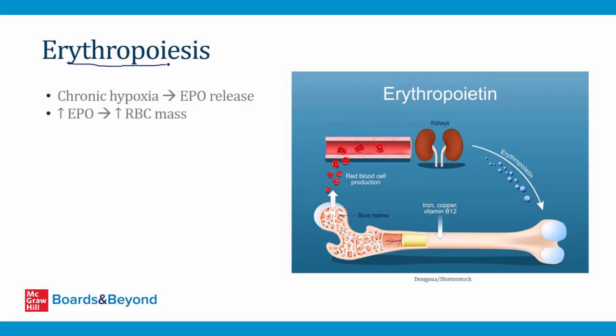Besides those things I mentioned on the last slide, chronic sleep apnea can also trigger erythropoiesis and an increase in the number of red blood cells. So the idea here is that the chronic hypoxia that occurs during sleep triggers EPO release, and increased EPO leads to an increase in red blood cell mass, with more red cells coming from the bone marrow. So in patients with chronic sleep apnea, you can see an increase in the red blood cell count, you can see an increase in hemoglobin. All these things are related to the chronic hypoxia and EPO release.